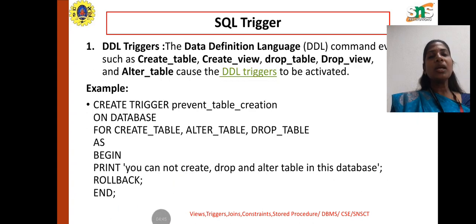This is an example of a DDL trigger. In data definition language, the commands create table, create view, drop table, drop view and alter table cause data definition language triggers to be activated. Here one example is provided. Create trigger prevent table creation on database for create table, alter table or drop table as begin, then print you cannot create or drop or alter in the database. After that we roll back, then end.